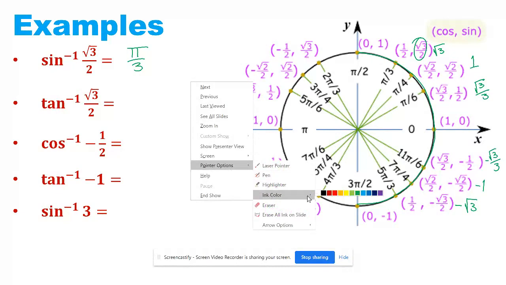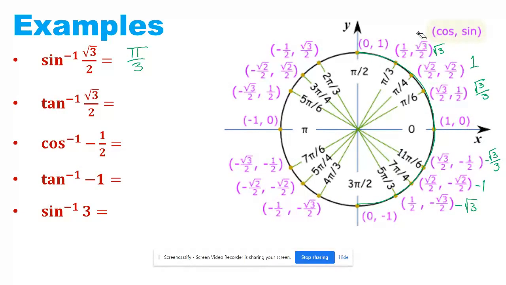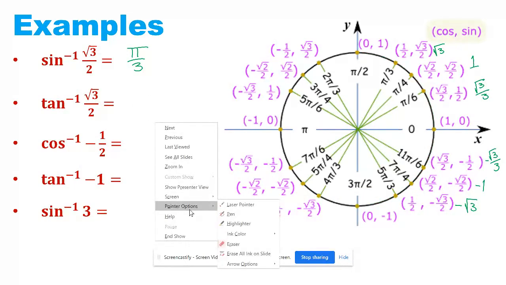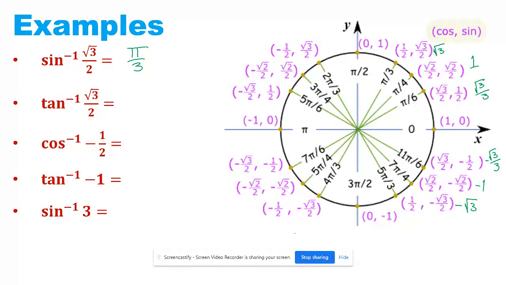And I do have a typo here that I just noticed. For tangent, I did not mean that to be square root of 3 over 2. I meant it to be square root of 3 over 3. So I'm going to fix that. There you go. So you may adjust that if you're writing this down also.